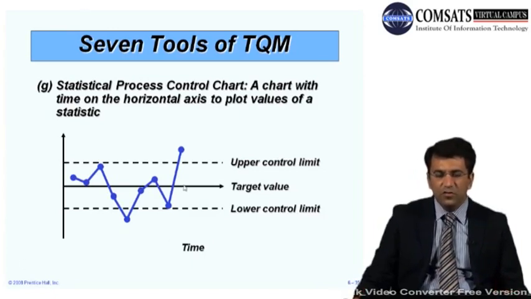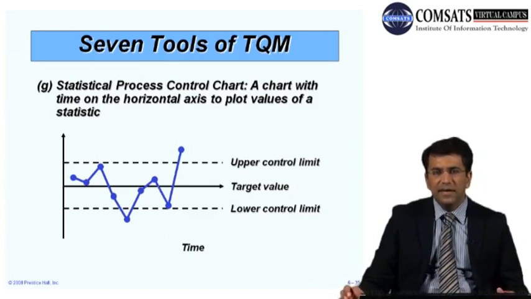Now let's have a view on this diagram that this is the target value. Now this is the standard which we want to achieve in our operations, and if we are able to define this upper limit and the lower limit, and we are able to examine our processes, then this sort of diagram and this sort of approach will always help us to find out that at what particular point of time we are going beyond these limits, which are not the acceptable limits.